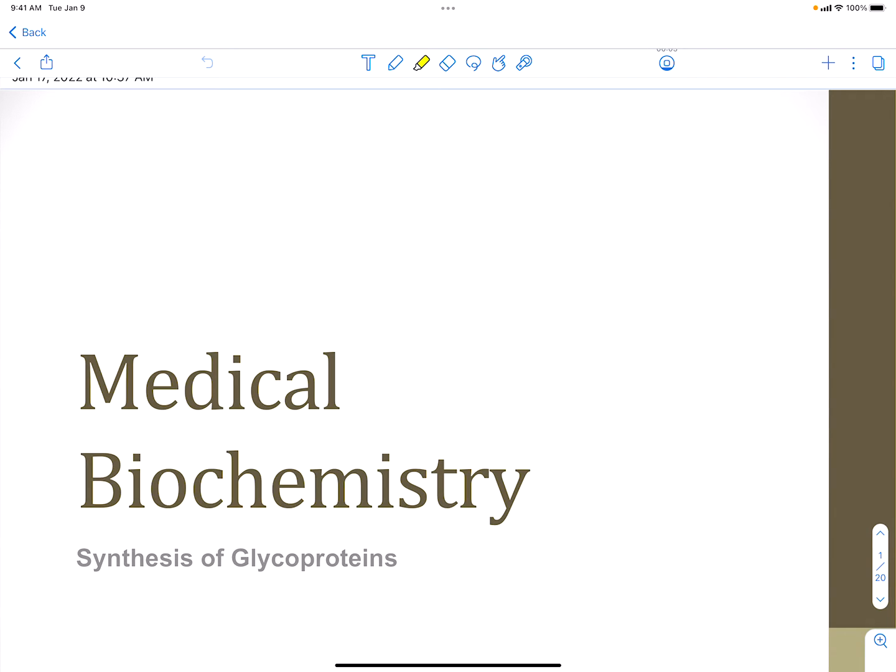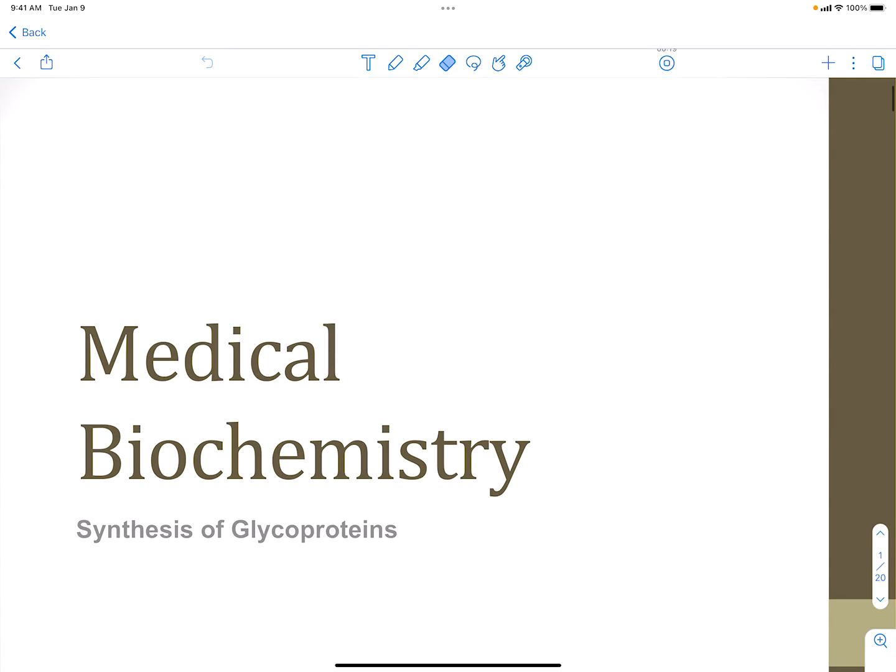Okay, so now we talked about the sugars and how they were going to be activated into UDP or, in a rare case, CMP. And now we're going to talk about what happens with these sugars in the case of proteins. So we're going to talk about glycosylation of proteins.